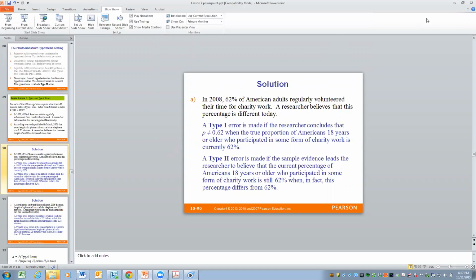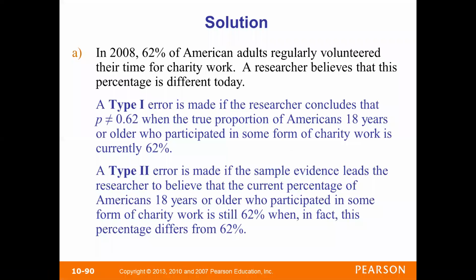If we take, for example, our percentage of Americans that volunteered and our alternative that it's different today, a type 1 error would be concluding that the population proportion was different than 0.62 when it actually is still really 0.62. So we would be rejecting a true null hypothesis. So the average has not changed, but we've said it has.